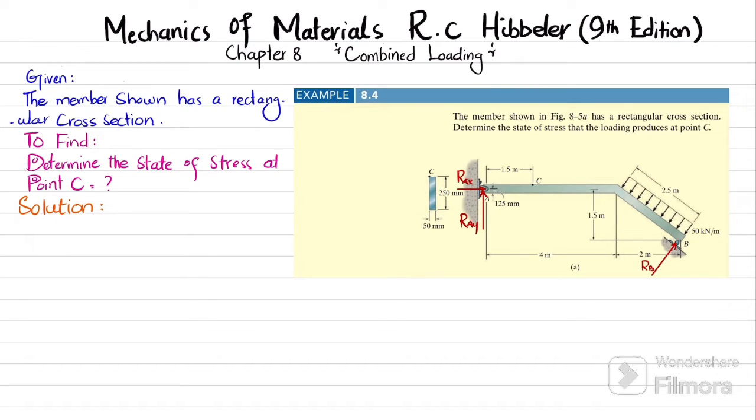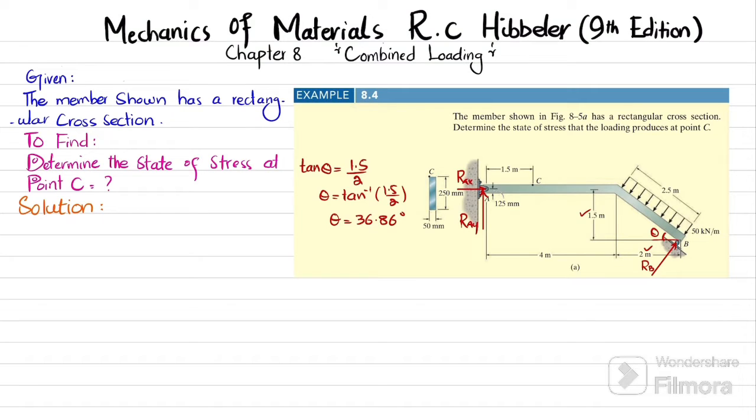You can see this length is 2 meter, and this is 1.5 meter. If I take this angle as theta, then tan theta is equal to perpendicular, which is 1.5 meter, divided by base, that is 2, so theta is equal to tan inverse of 1.5 divided by 2, and when you calculate it, you will get theta equal to 36.86 degree. Now we will apply the equations of equilibrium.